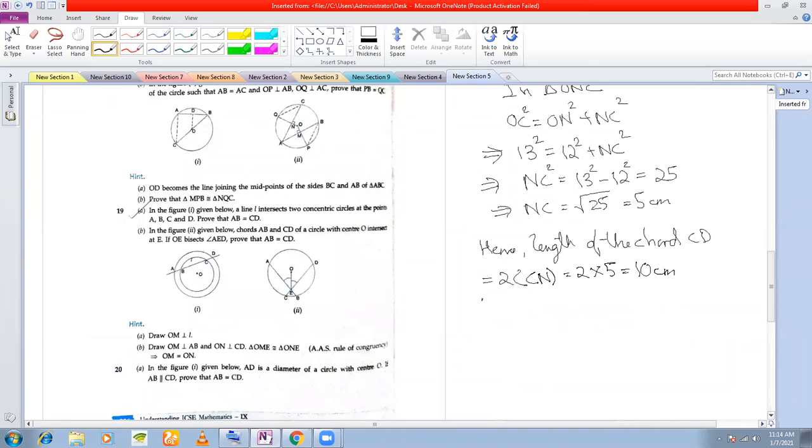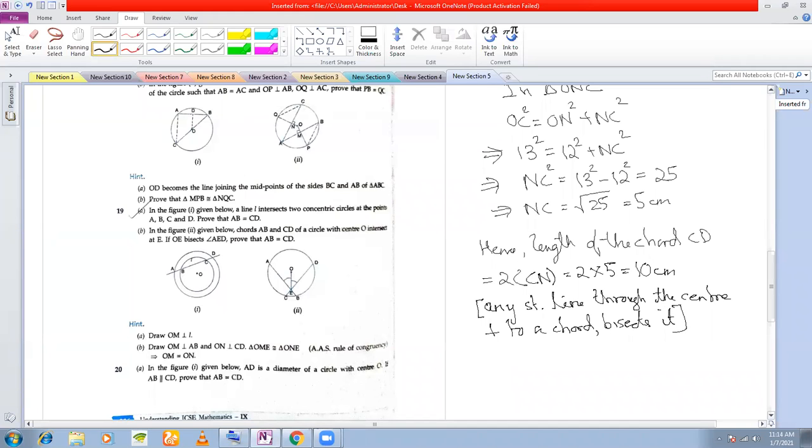And you will give your reason. Any straight line through the center perpendicular to a chord bisects it. That's it. That's how you do this sum.